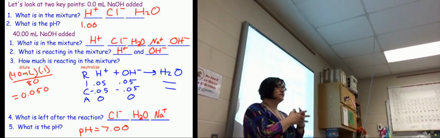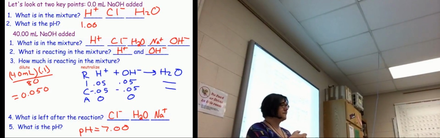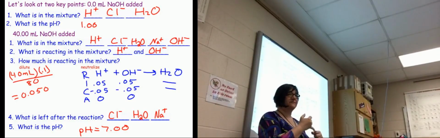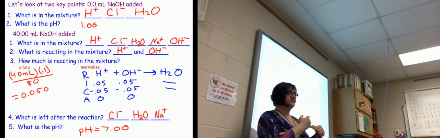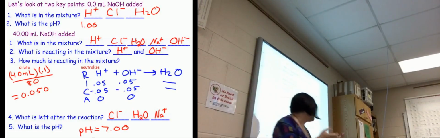So now I have a solution. It's 80 milliliters of solution that has chloride ions in it, do they affect the pH? Yes or no? No. Water, what's the pH of water? 7. And sodium ions, do they affect the pH? So the pH is 7.